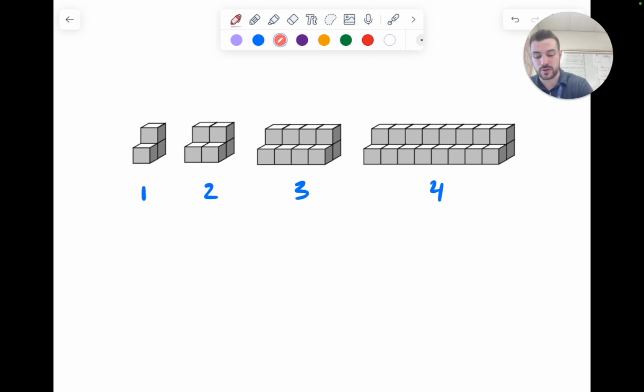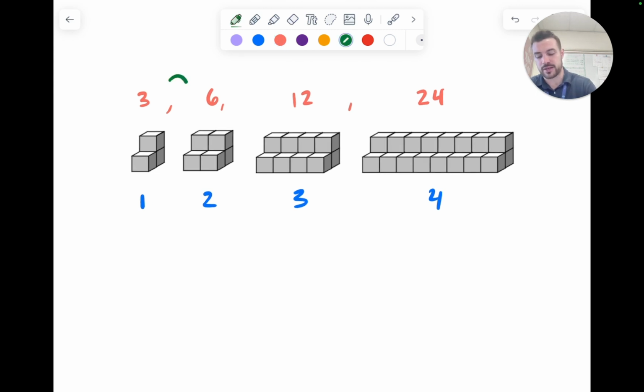These numbers are going to be 3, 6, 12, and 24. So it's a little bit different here, but our setup is going to be pretty similar. First thing we want to do is point out the pattern. Well, many of you probably recognize that we are going to be multiplying times 2 every time.